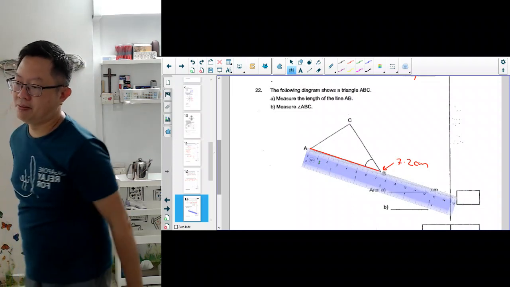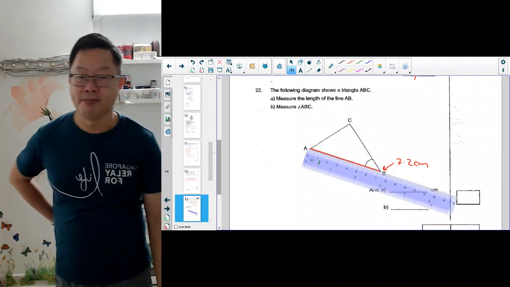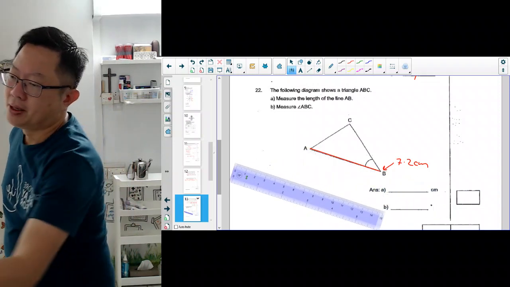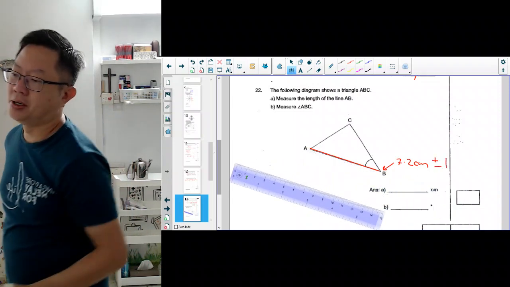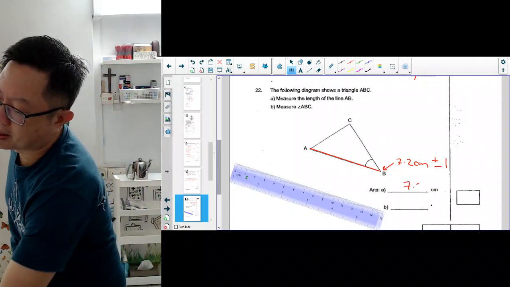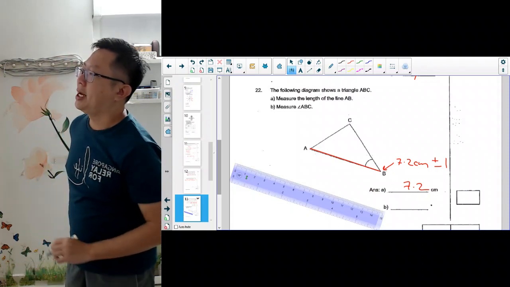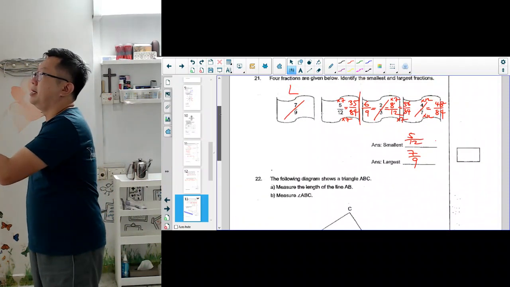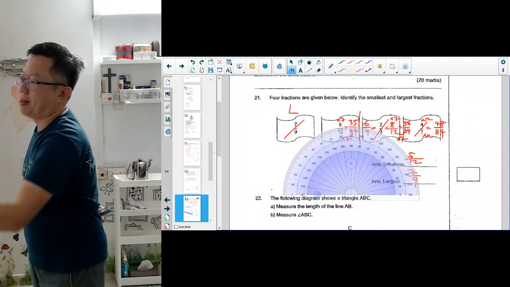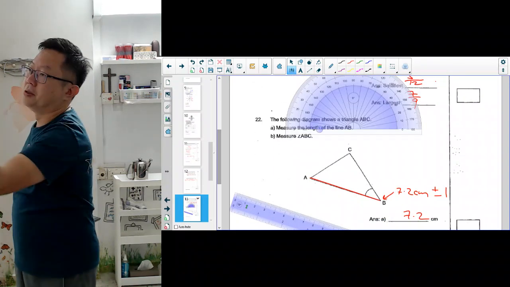That is 7.2 centimeters. And of course, your teacher will have told you there's a plus and minus 1, which means that if your answer is 7.3 or 7.1, you will still get the answer correct. So 7.2 cm. So how do you measure angle ABC? Now you will need a protractor, right? A protractor. And again, you must know how to use the protractor.